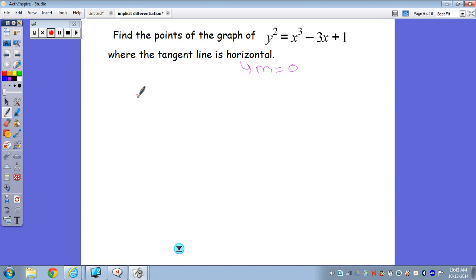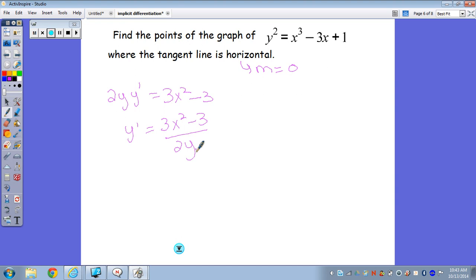So again, when I do y squared, I'm going to do 2y times y prime, because I always need to multiply by y prime or dy dx when I take the derivative of y. And then this side is all x's, so it's just normal. So 3x squared minus 3, the derivative of 1 is 0. I'm going to solve for y prime. So I get 3x squared minus 3 all over 2y.